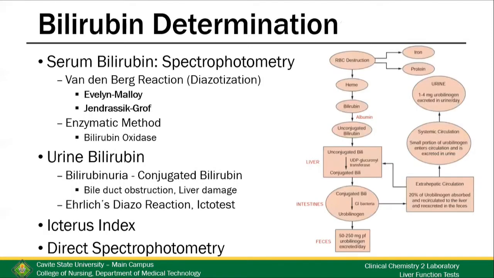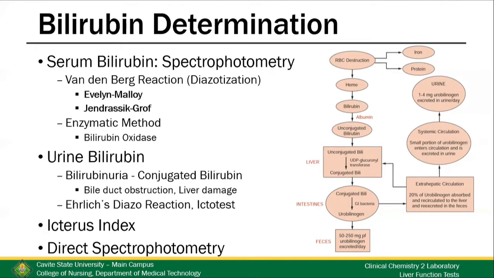Now, for the bilirubin determination under the excretory and secretory assessment for liver function, it detects serum bilirubin. It uses spectrophotometry, which uses the Van der Berg reaction, a diazotization. Under this Van der Berg reaction, there are two methods, the Evelyn-Malloy and the Jendrassik and Grof. It also uses an enzymatic method, which uses bilirubin oxidase for each reaction.